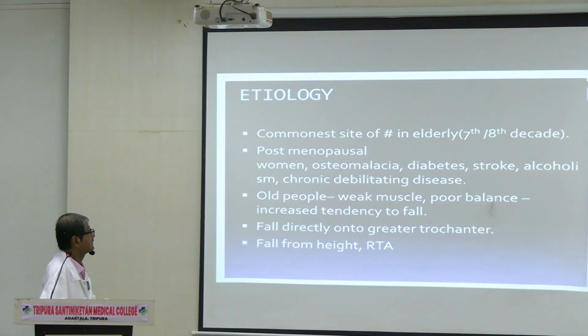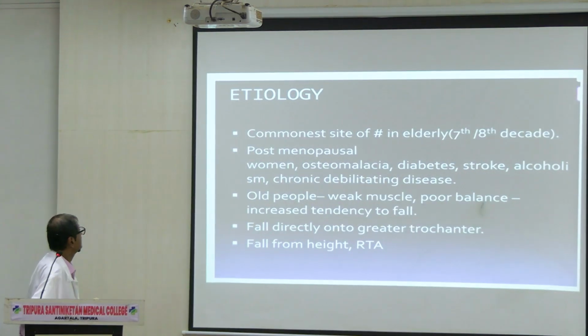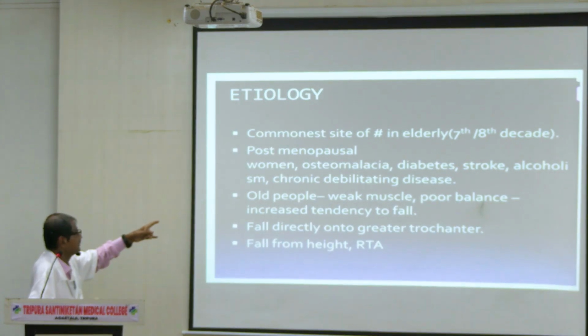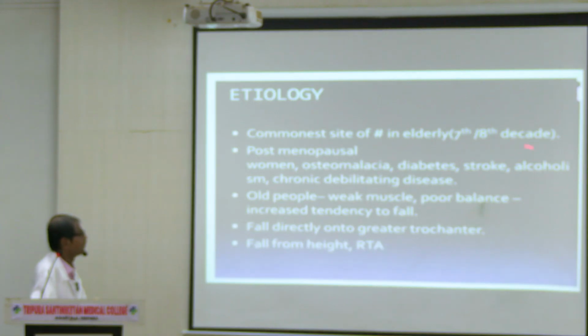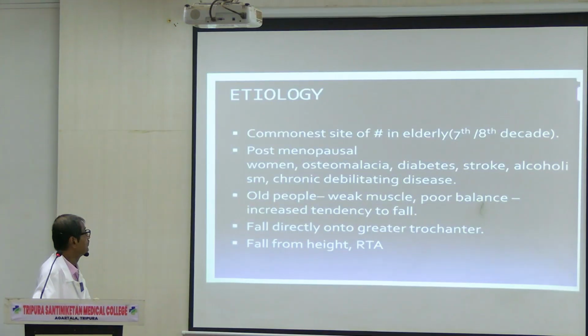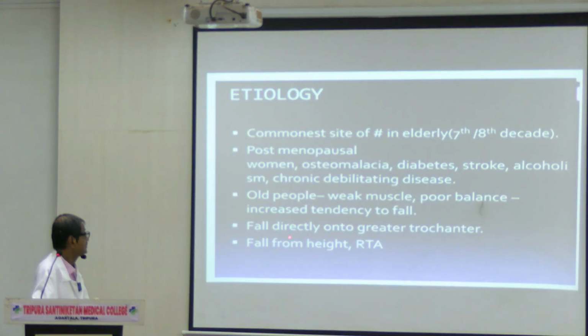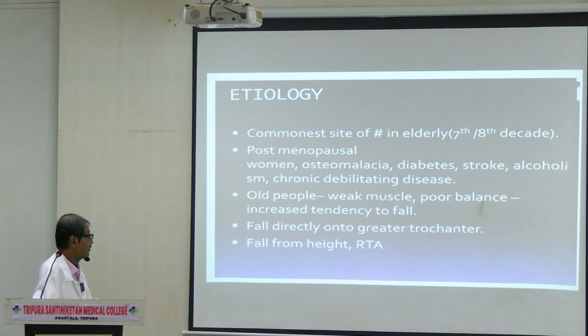The commonest site of fracture depends on the age of the patient. The etiology is postmenopausal osteoporosis. Women are most commonly affected. Osteomalacia, diabetes, stroke, alcoholism, and chronic or debilitating diseases cause more osteoporosis. In old people, in the seventh to eighth decades, fracture neck of femur is very common. A fall directly onto the greater trochanter also causes fracture. Fall from height and road traffic accident are very common. In young people, the force is more, when people fall from a height or in a road traffic accident.